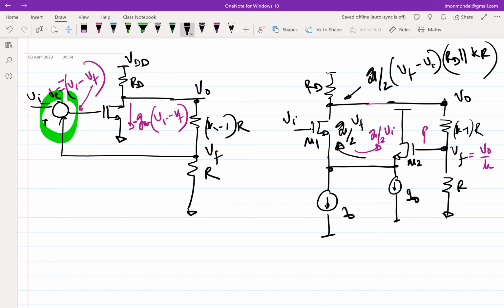Now what we want is to flip the sign of VF and VI, because the way the network has been set up, it looks like it is in positive feedback. So if I have to flip the sign of VF and VI, I can simply interchange the positions of application of VF and VI, right?